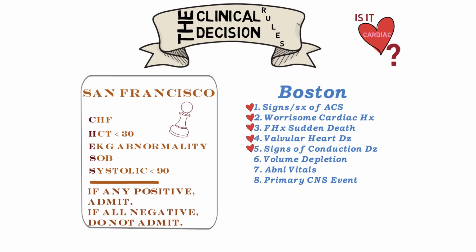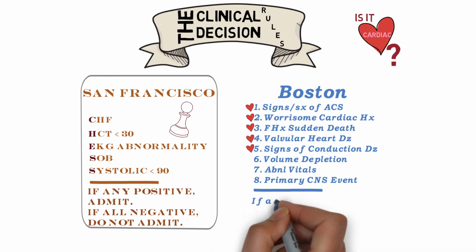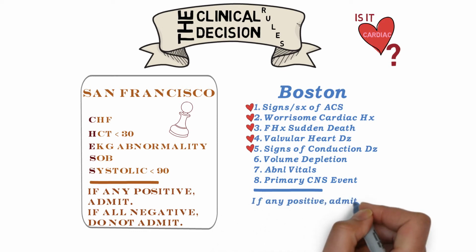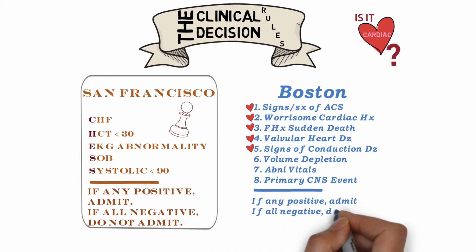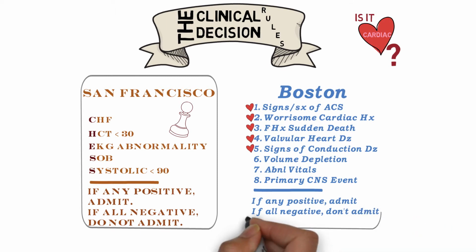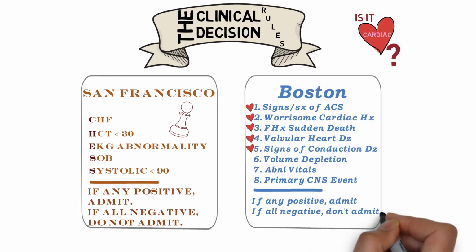The Boston rules state that if any of the criteria are met, you should consider admitting the patient. If all of the criteria are negative, you can feel comfortable discharging her. Those are the Boston syncope rules. We will also talk more about the studies behind the Boston criteria in a bit. But first, let's go through a basic example.